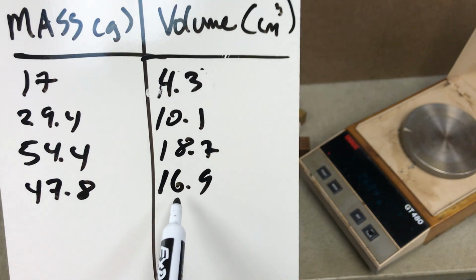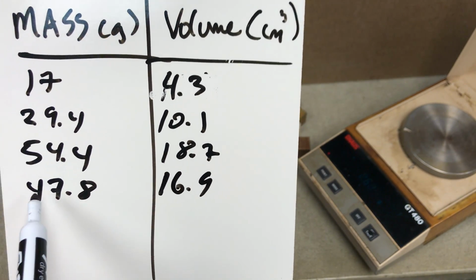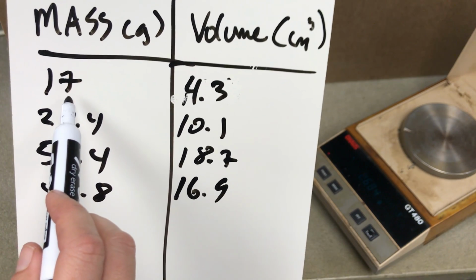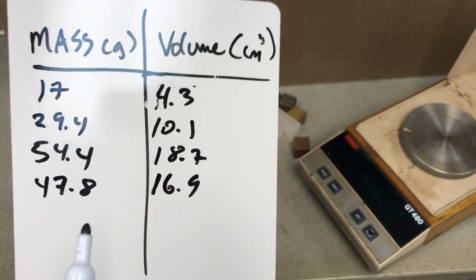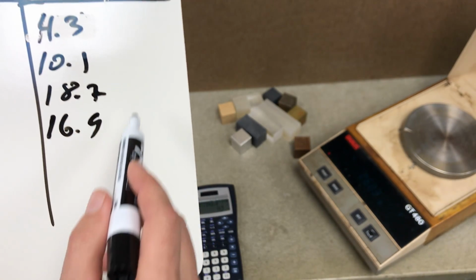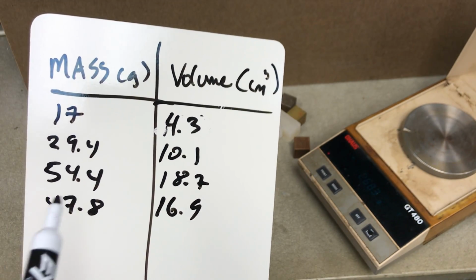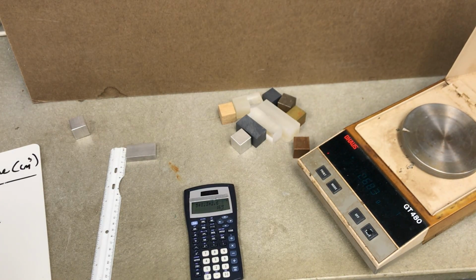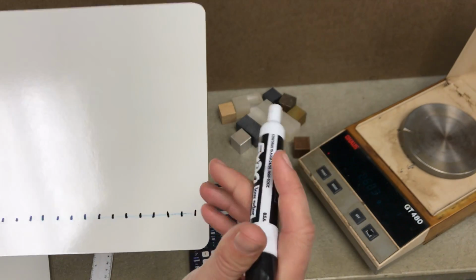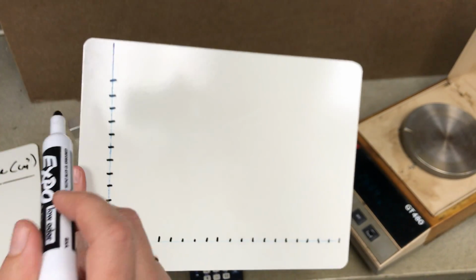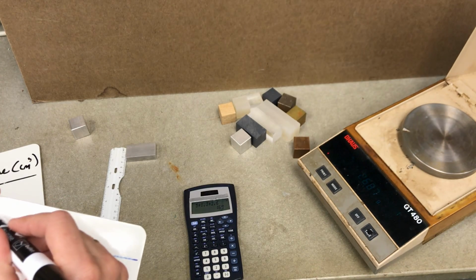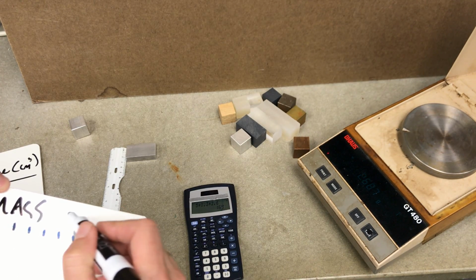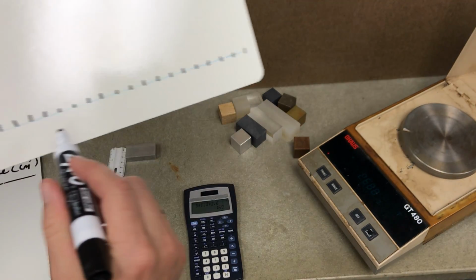And you'll notice this one has a lower volume than the one before, but also a lower mass. So the ones that have the smallest mass have the smallest volume too. Okay, so now we're going to make a graph. You could just calculate mass divided by volume, but that's not nearly as much fun as making a graph. Since I know that density is mass divided by volume, let's put mass over here and volume.